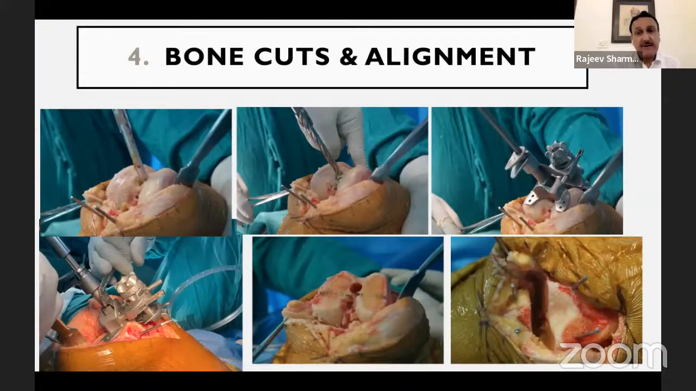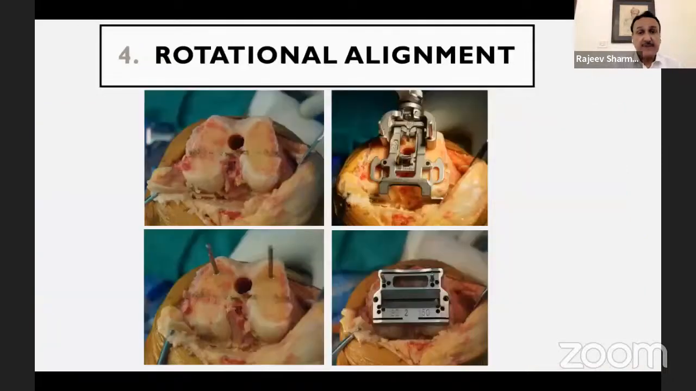It is not necessary that only in robotic or computer-navigated surgery you should recheck or cross-check. Even with the proper normal instrumentation, you can cross-check very easily, especially the distal femoral cut and the tibial cut, which are very, very important cuts. Rotational alignment is very important. It should be as per the transepicondylar axis, and you should be able to adjust it if it is needed.